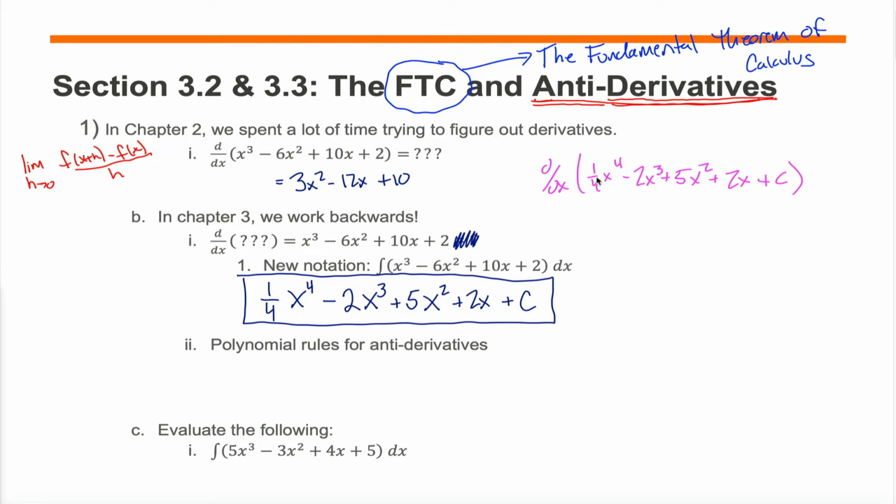For this first term, I leave the 1/4 alone, and then I multiply that by the derivative of x to the 4th power, which is 4x cubed. For this next term, I leave the negative 2 alone, and then I multiply that by the derivative of x cubed, which is 3x squared.